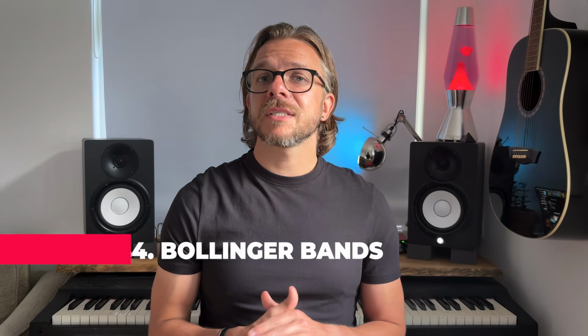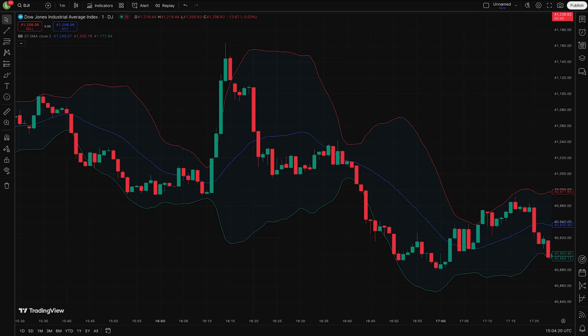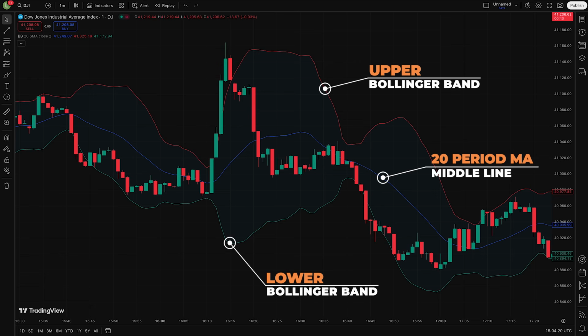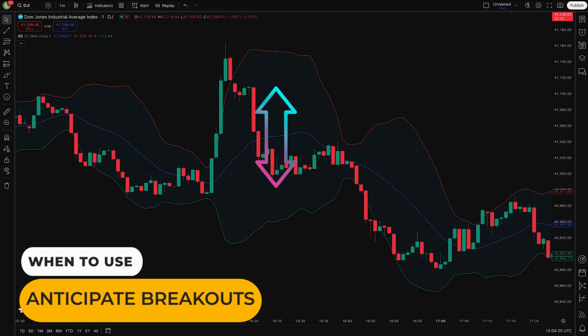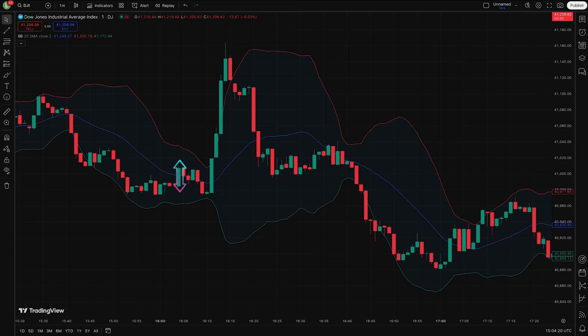Bollinger Bands are a volatility indicator that plot three lines: a middle line, which is usually a 20-period moving average, and an upper band and lower band that expand or contract based on market volatility. When the bands are wide apart, the market is showing signs of volatility. When they're tight together, the volatility is low.